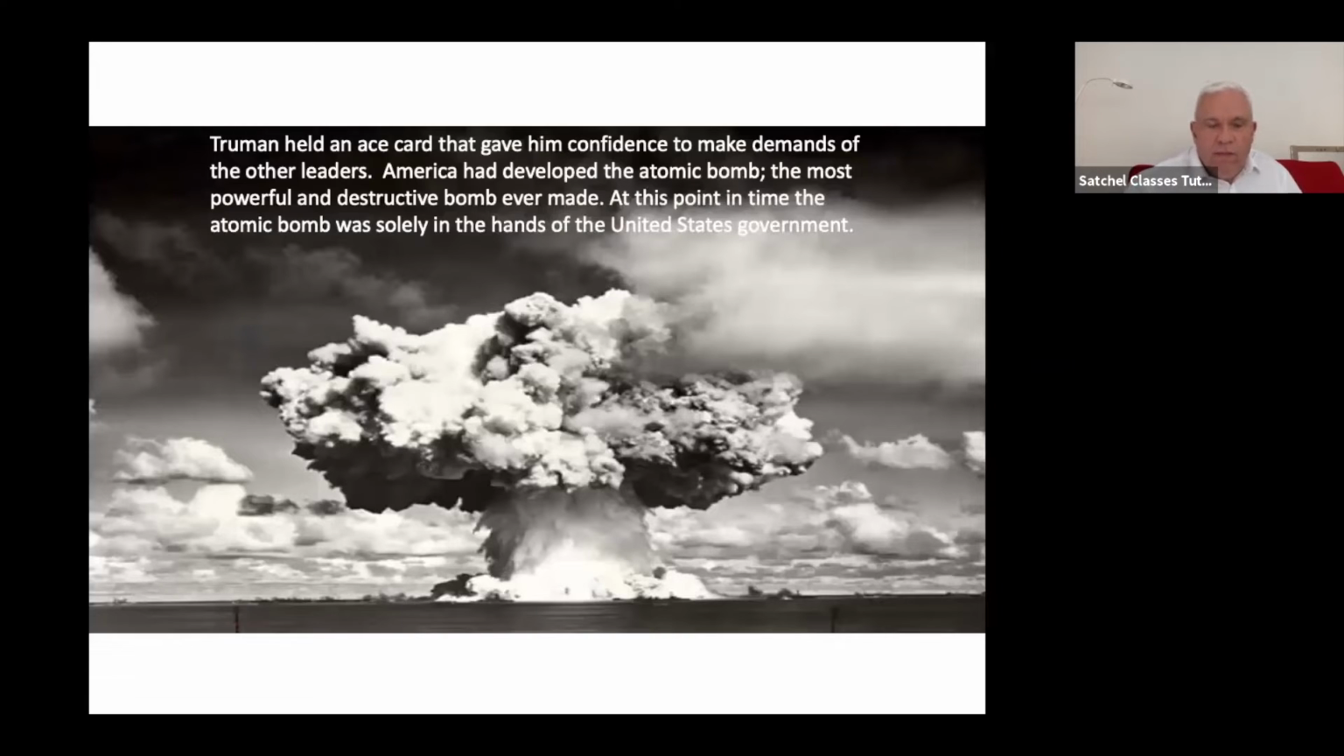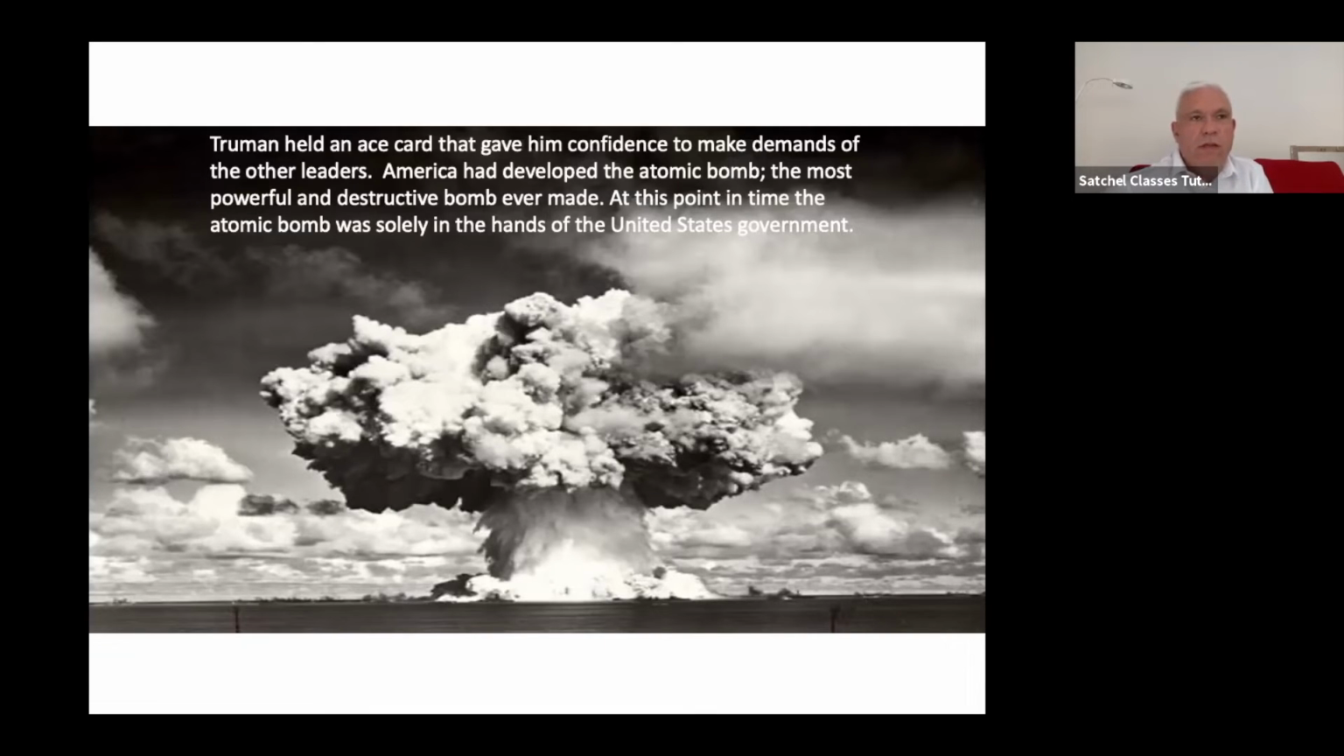Okay, now one thing about these conferences is that they were discussing what to do with Germany and what to do with the rest of the world once the war had finished. And one of the things that Truman kept secret was that they were developing a bomb, a nuclear bomb. Okay, he had an ace card that gave him confidence to make demands of other leaders. America had developed the atomic bomb, the most powerful and destructive bomb ever made at the time, still is. And at this point in time, the atomic bomb was solely in the hands of the United States government.